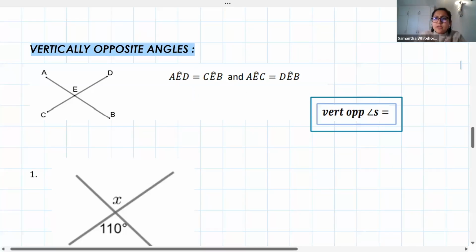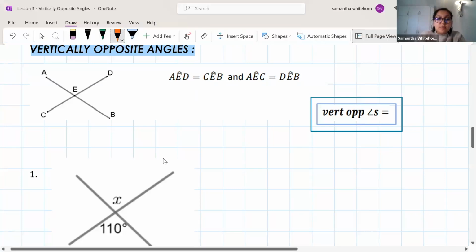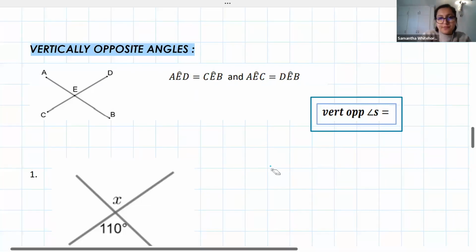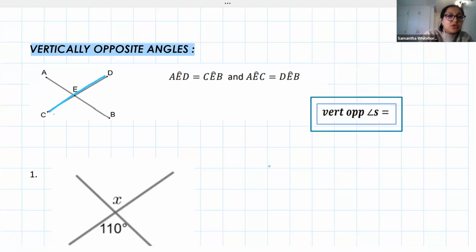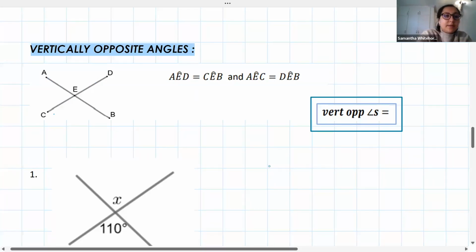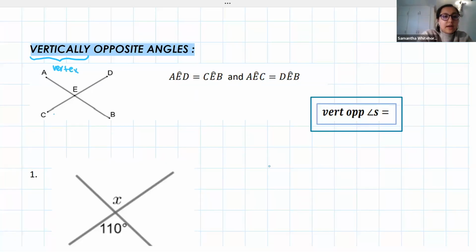So vertically opposite angles, the shape that we look out for when we're working with vertically opposite angles is a cross shape. It's where two straight lines essentially intersect with each other, forming a cross. What this vertically opposite means is basically vertically comes from a vertex, and we can see that this E here is a common vertex, or a vertex that sits on both line AB and CD. And any angles opposite each other at that meeting point are equal.